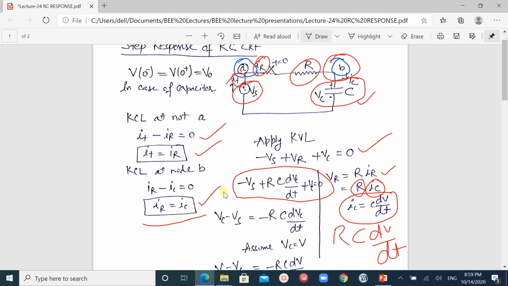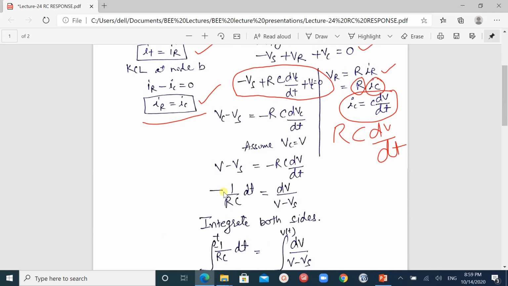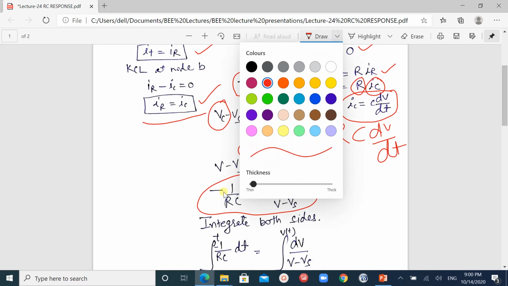So after that Vc minus Vs is equals to minus R C dVc upon dt. Assume that Vc is equals to V. So we can write the equation V minus Vs is equals to minus RC dV upon dt. We can rewrite this equation: minus 1 upon RC dt is equals to dV upon V minus Vs. Now take the integration of both the sides.